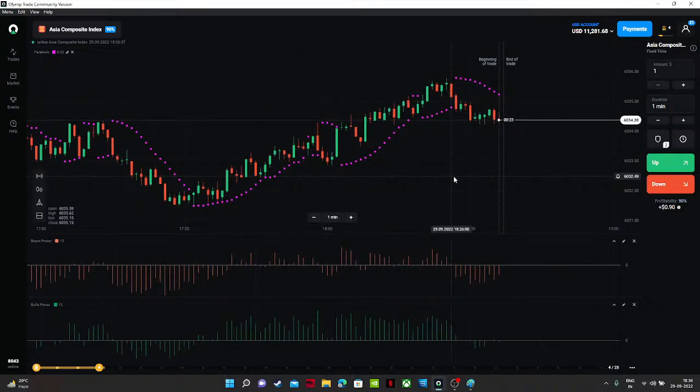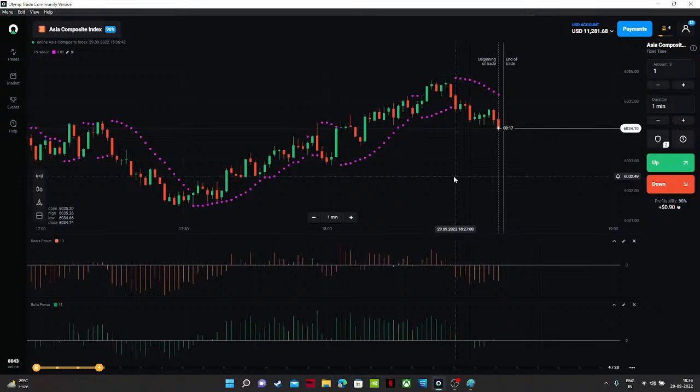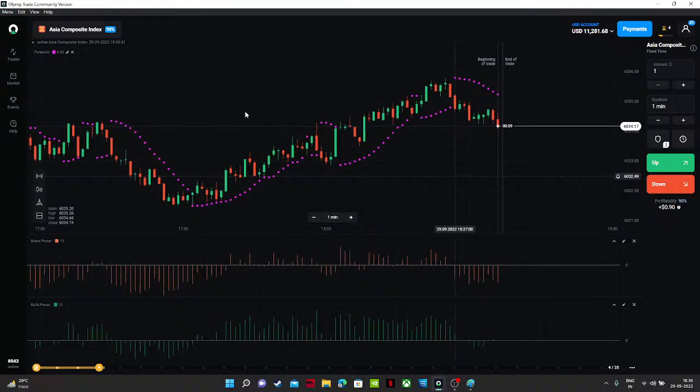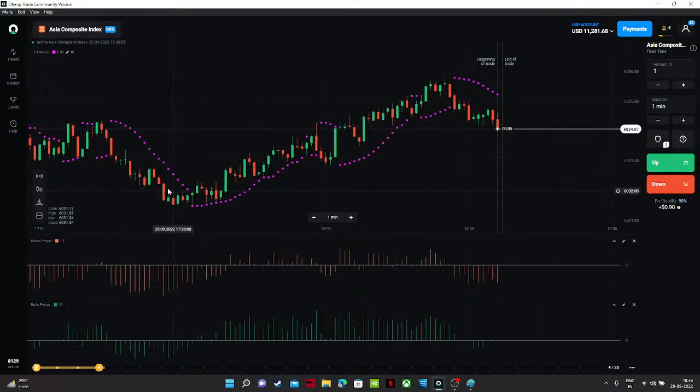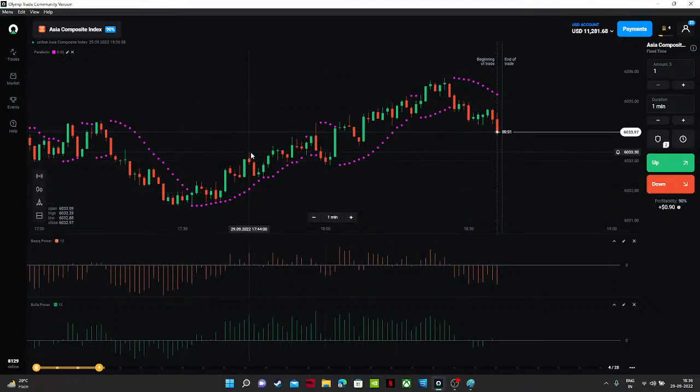Is the parabolic clear to everyone? How to use the parabolic dots to identify the price movement? Whenever the parabolic dot is shifting its position, at that point we can find an entry into a trade. If the dot is shifting at the top of the candle, we can enter into a downside trade. If the dot is shifting at the bottom of the candle, we can enter into an upside trade.